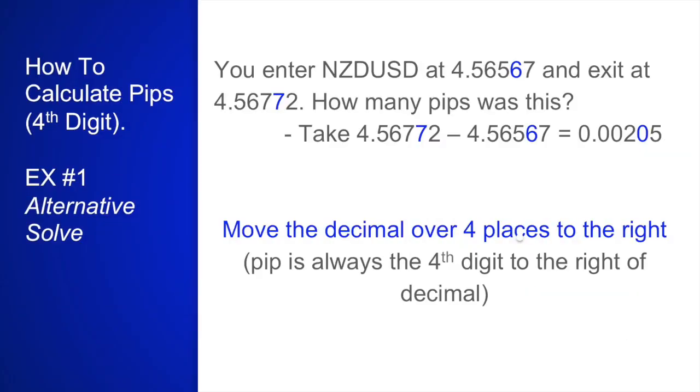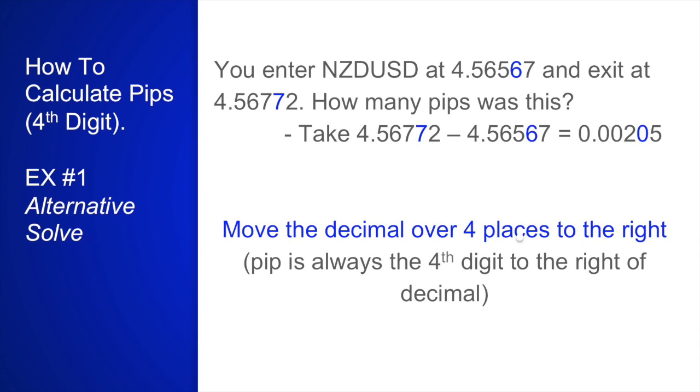Now, if dividing numbers gives you the heebie-jeebies, there's a whole other way that you can solve this. There's an alternative way, and this is the way that I personally like to use, because I don't like dividing numbers either. I'm not a dividing type of person. If you move the decimal over 4 places to the right, remember, the reason why we're moving it 4 places to the right is because the pip is the fourth digit to the right of the decimal.